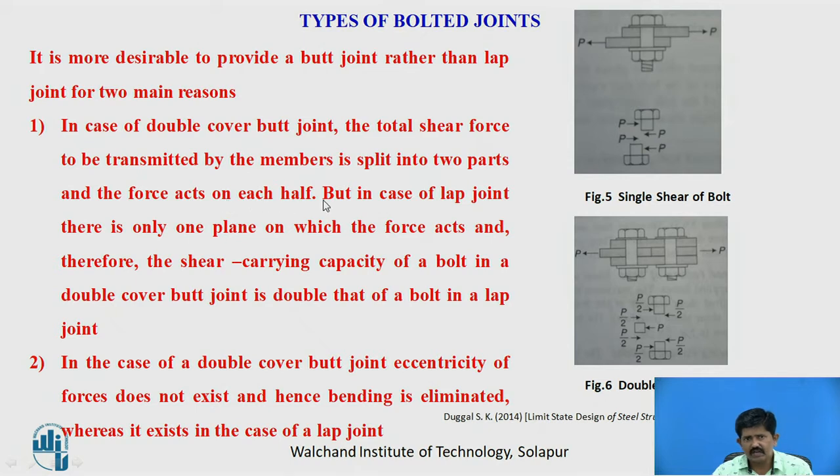on each half. But in case of lap joint, there is only one plane on which the force acts, and therefore the shear carrying capacity of the bolt in a double cover butt joint is double that of a bolt in lap joint. So in case of double cover butt joint, eccentricity of the forces does not exist and hence the bending is eliminated, whereas it exists in the lap joint.